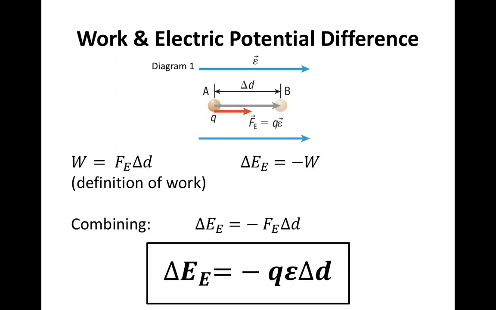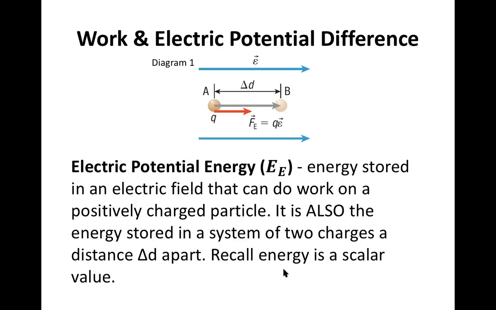We are going to sub in with the, oh, I think it's coming up. Okay, electric potential energy is the energy stored in an electric field that can do work on the positively charged particle. It is also the energy stored in a system of two charges a distance delta d apart. Recall energy is a scalar value. So the first part of that sentence we address more in this lesson. The second part we address in the next lesson of point charges.